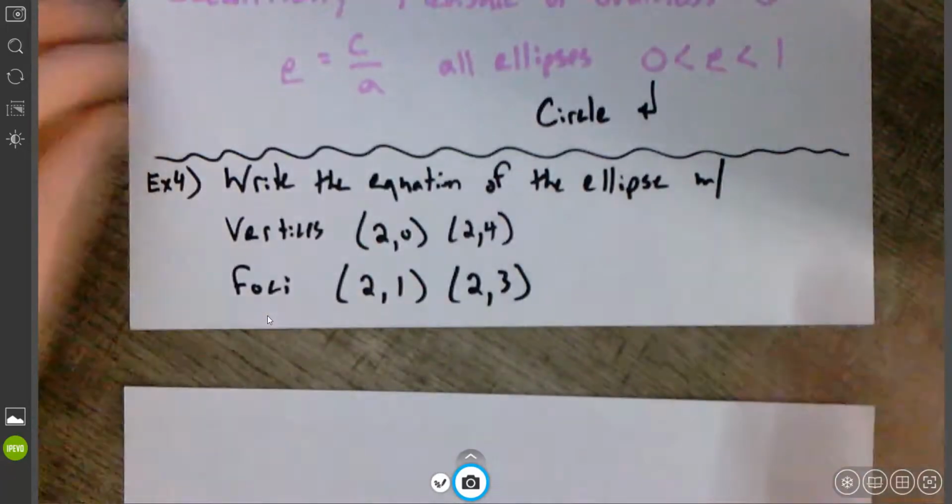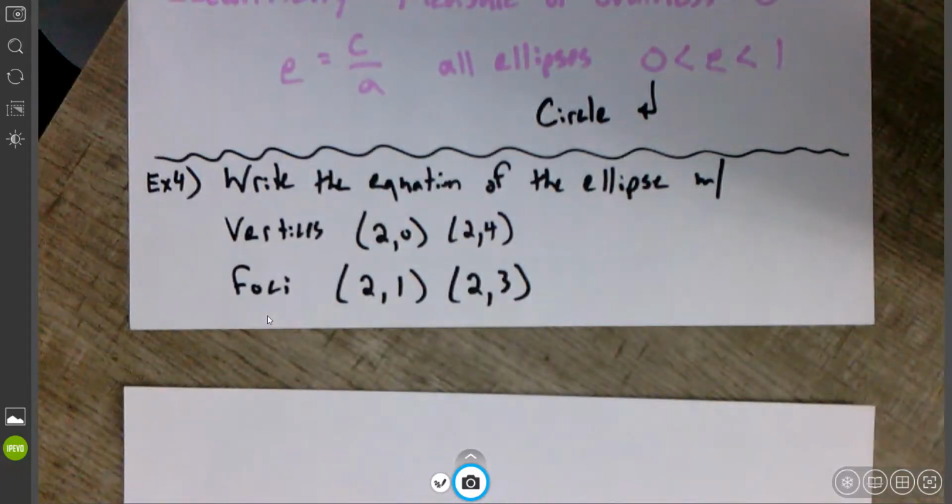Example 4 will look like this. So far, I've given you guys the equations, and you've kind of dissected them. And just like with parabolas, we have to be able to go backwards. So here's some information. The vertices of this ellipse are at (2, 0) and (2, 4). And the foci are located at (2, 1) and (2, 3). I want you to find and write the equation in standard form for this ellipse.